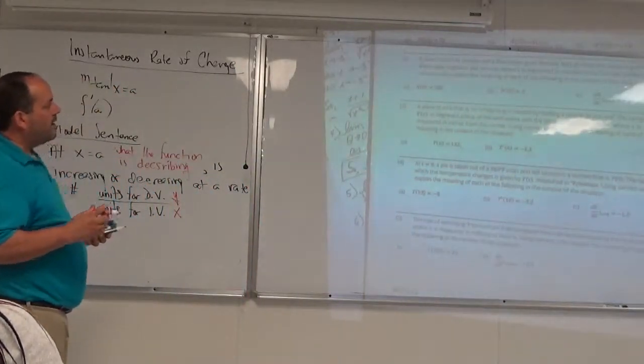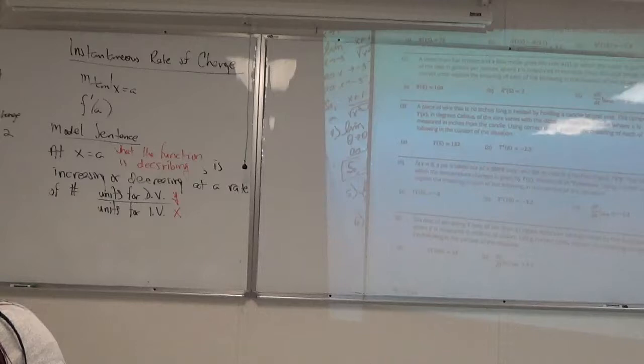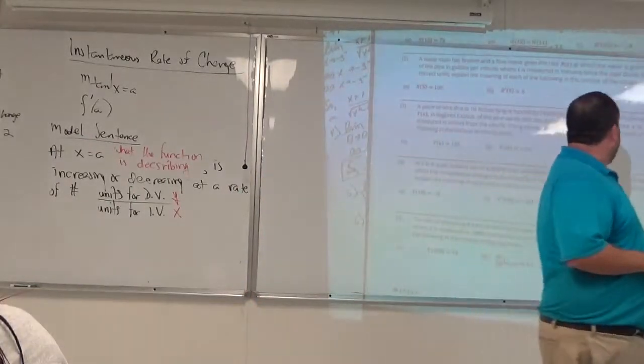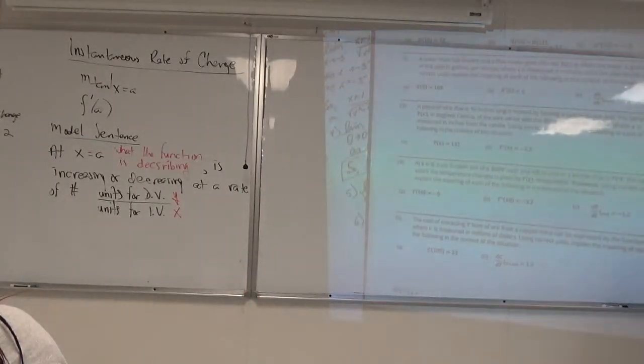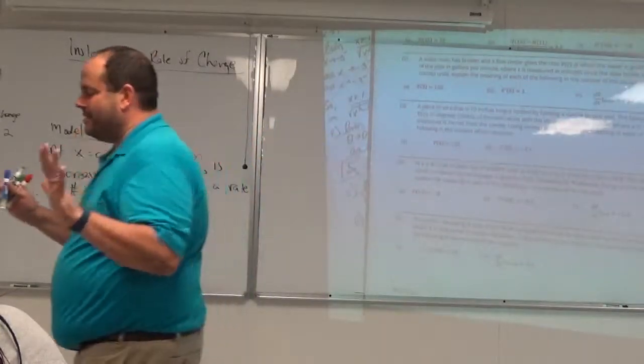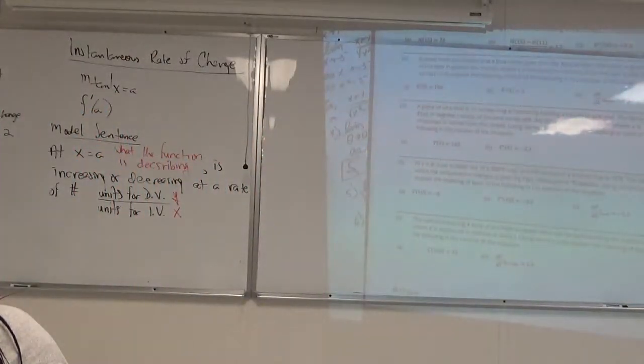Okay. A water main is broken, and a flow meter gives the rate R of t at which the water is gushing out of the pipe in gallons per minute, where t is measured in minutes since the pipe broke. Using correct units, explain the meaning of each of the following in the context of the situation. Before we do any math, I want you to talk to somebody near you. What are the things that are being measured right now? Not what are the variable letters, but what is it that we're measuring?